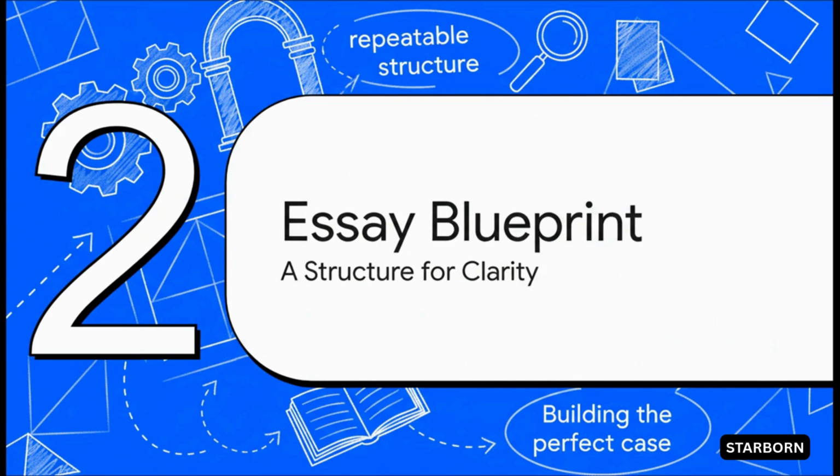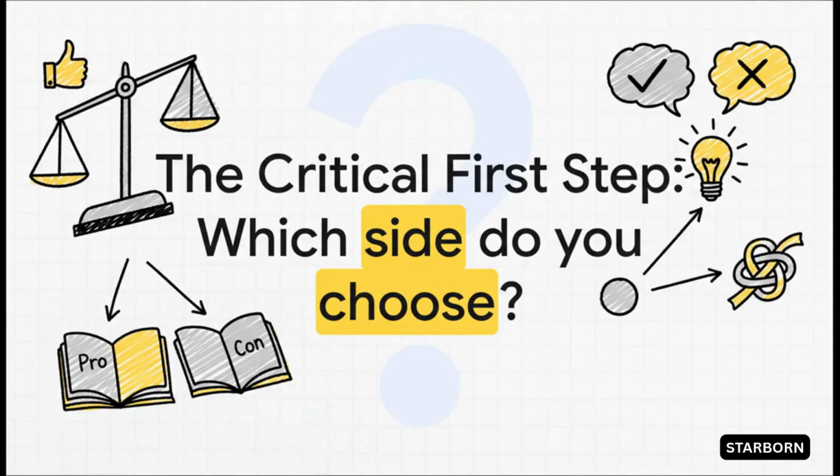This is a structure you can use every single time to present your ideas with that crystal clarity the examiners are looking for. All right, you're sitting in the exam hall, you read the question, the clock is ticking. Before you can write a single word, you have to make a choice. Which side do you take? Your entire essay hangs on this one single decision. So, how do you choose?